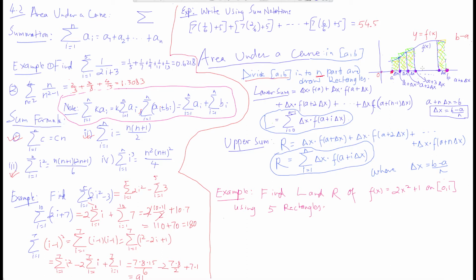So how many pieces are you breaking that length b minus a into? Into n pieces, right? So if we divide the total length by n, that will give you the delta x. Okay, but I will show you another way to get the delta x differently too. But let's see here.